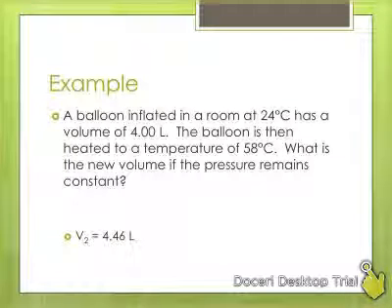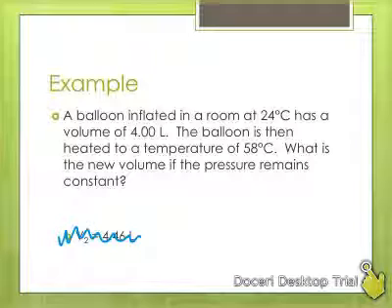So, a balloon is inflated in a room at 24 degrees Celsius and has a volume of 4 liters. The balloon is then heated to a temperature of 58 degrees Celsius. What is the new volume if the pressure remains constant? Now, for whatever reason, I can't get that to go away. So, there's the answer, but we're going to figure out how to get to the answer.